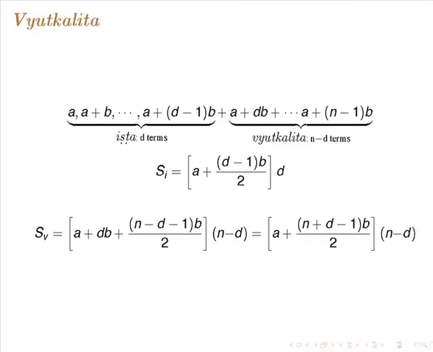Okay. So, then he talks about, as I told you, some advancements that are made. Consider this series, which goes on up to n minus 1, but it is split into two parts, where the first part of d terms leaves n minus d terms. So, then this is called vyutkalita, that is the later part of a series, where the initial part is called ishta. So, this vyutkalita is actually the total sum minus ishta basically. So, this is what you get.